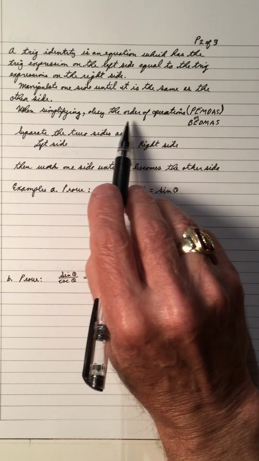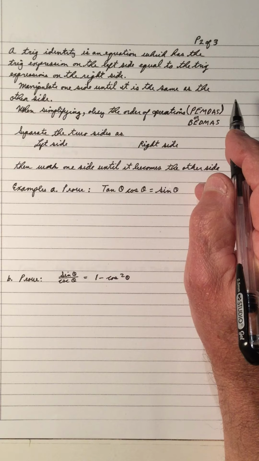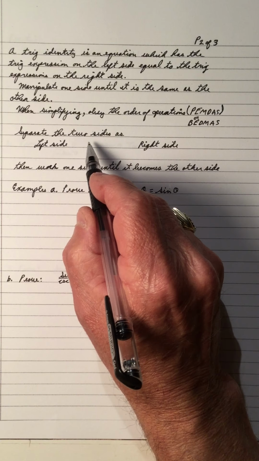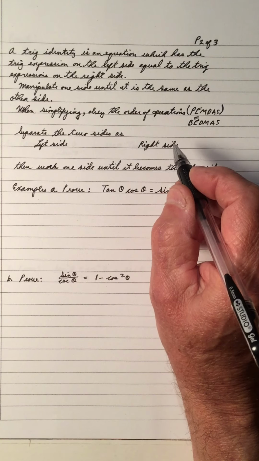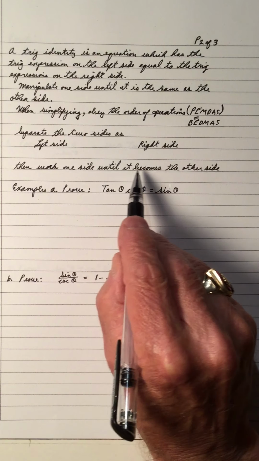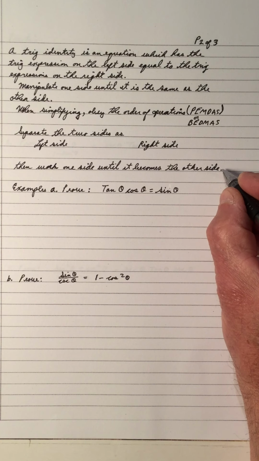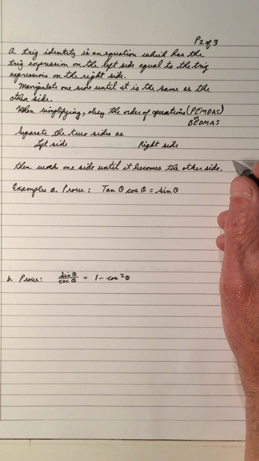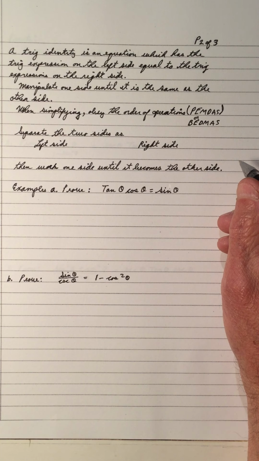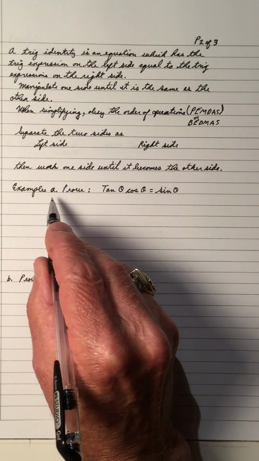When simplifying, obey the order of operations, PEMDAS or BEDMAS. What I'm going to do is separate the two sides as left side and right side. Then I'm going to work one side until it becomes the other. That's the way I'm going to do them. But again, see how your teachers ask you to do it. So here we go. We have a couple of examples here.